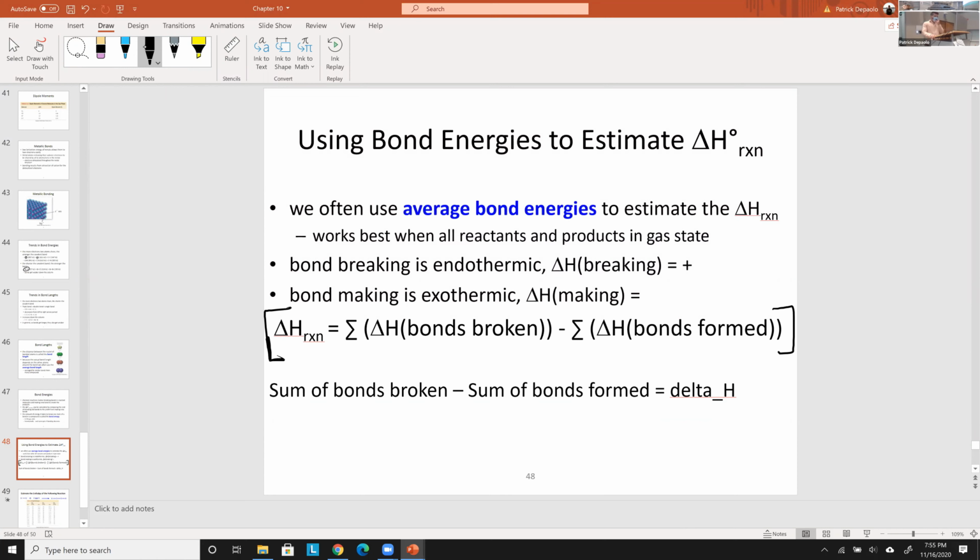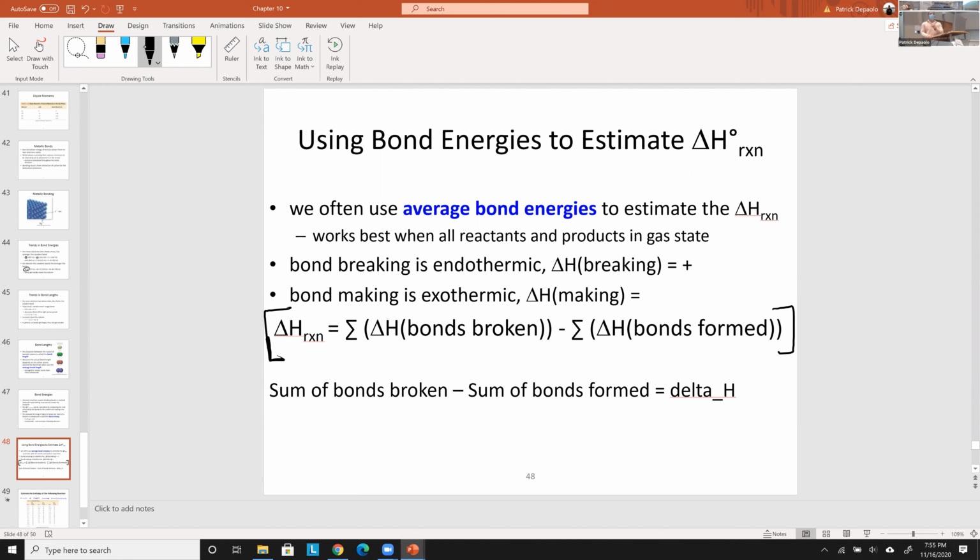So here's the equation. And it's a little bit different than what we talked about when we were talking about enthalpy of formation, where we talked about products minus reactants. In essence, this is doing the same thing, but we're taking the energy of the bonds broken minus the energy of the bonds formed.